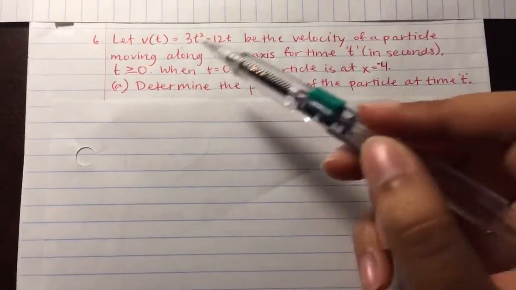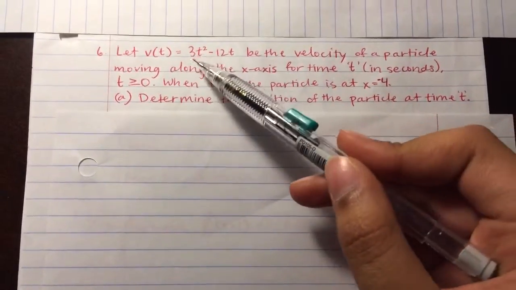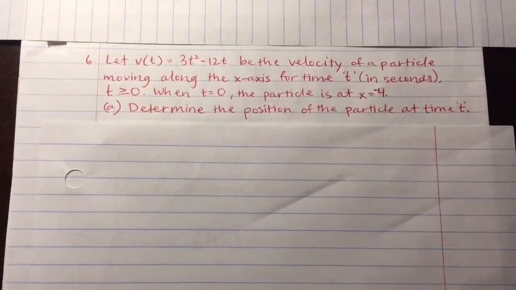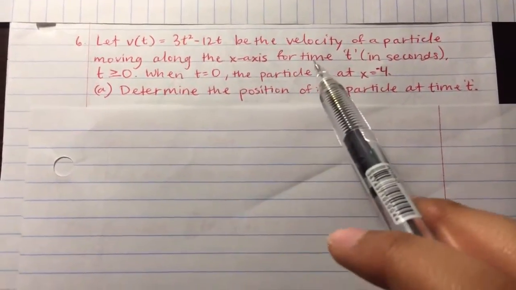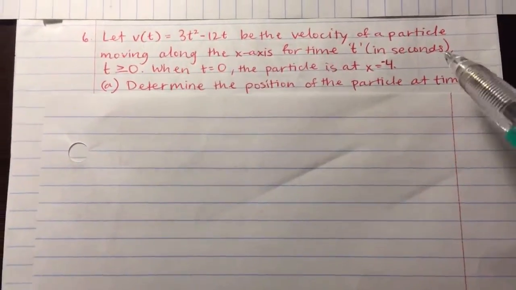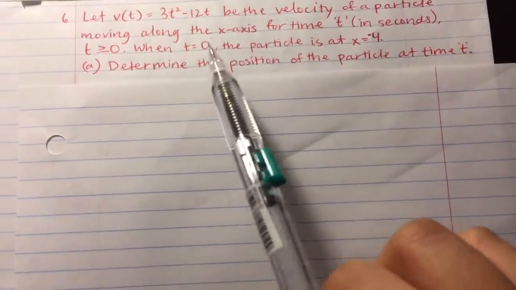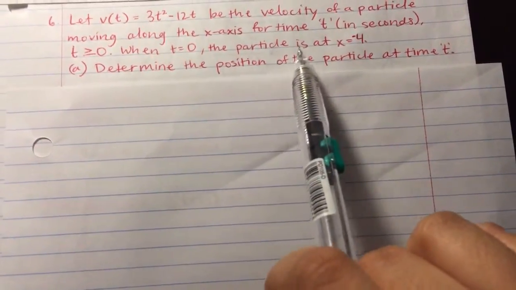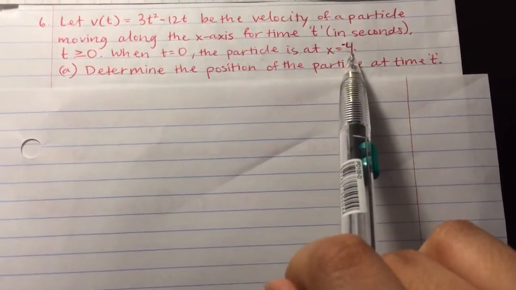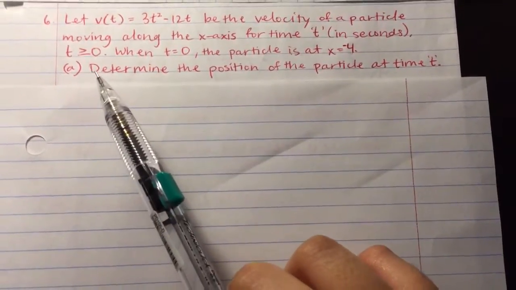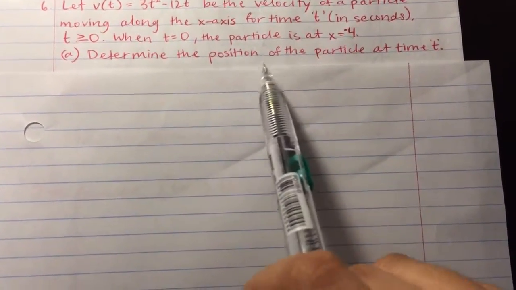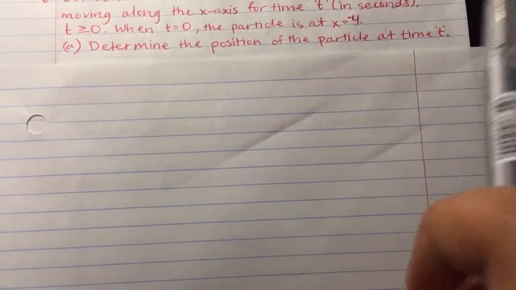For this problem, we have let the velocity at this equation be the velocity of a particle moving along the x-axis for time t, which is in seconds. And then t is always going to be positive. When t is 0, the particle is at x equals -4. So then part A of this question says determine the position of the particle at time t.